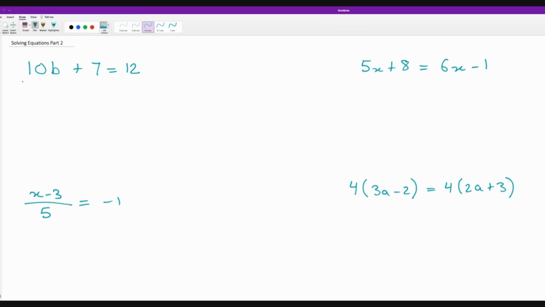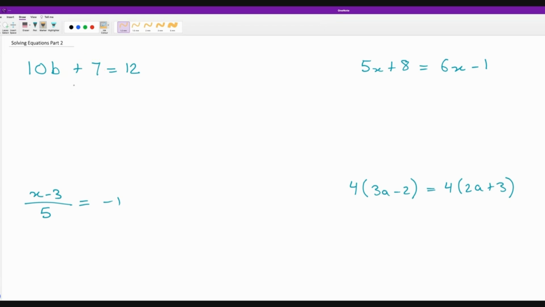So let's start with question number 1 here in the top left. 10b plus 7 is equal to 12. So our goal here is to isolate the variable, which is b. To do that, I need to move these numbers 10 and 7 over to the other side. Now, this is multiplied by 10 and this is plus 7. The easiest thing I can move is this plus 7 because that's much easier to detach from this 10b straight away. So I'm going to do that first.